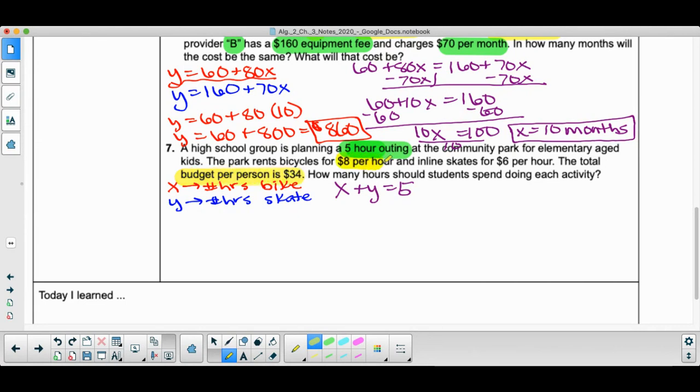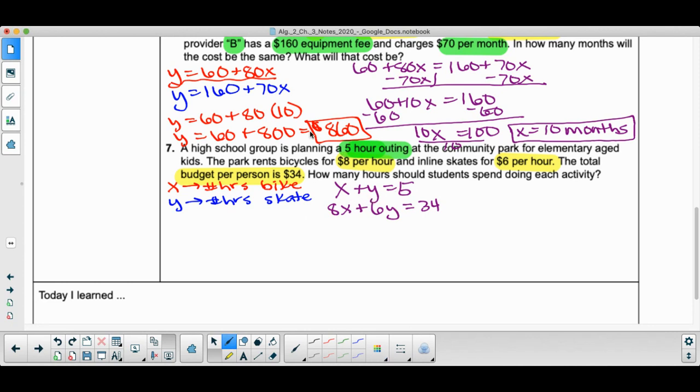So that $8 per hour biking and $6 per hour inline skating have to add up to $34. So $8 per hour biking, so 8x, plus $6 per hour skating, 6y, equals 34. So total number of hours doing each is 5. The cost for each has to add up to 34. All right, from here, we need to find what x and y are.